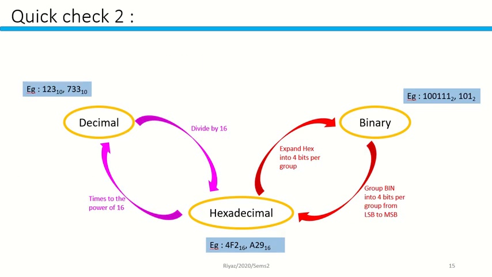So this is a quick check for the following. We have done decimal to hexa and hexa to binary. From hexa to binary you need to expand each hexa digit into 4 bits per group, and from binary you just group the binary numbers into 4 bits per group, going from LSB to MSB.